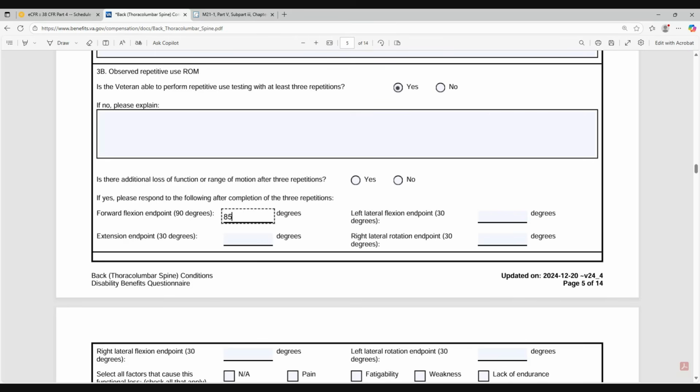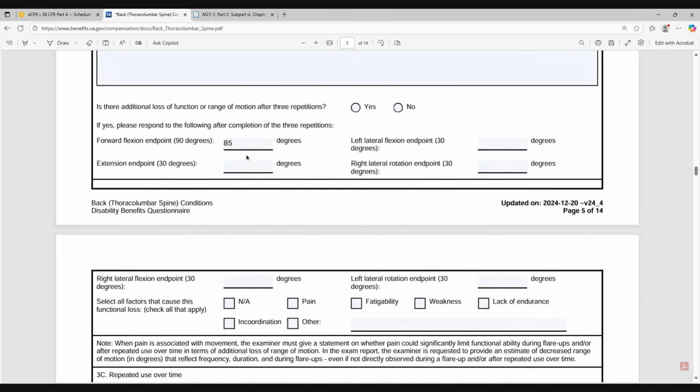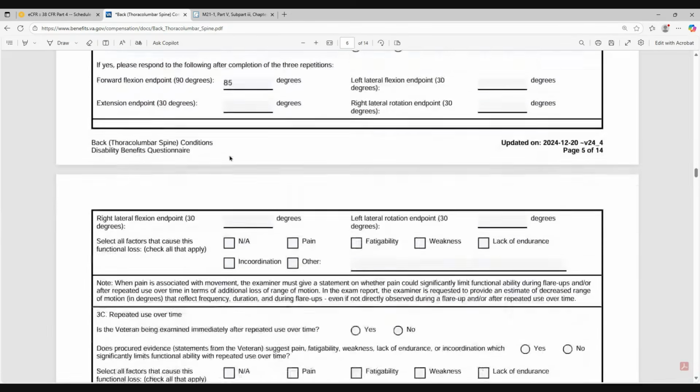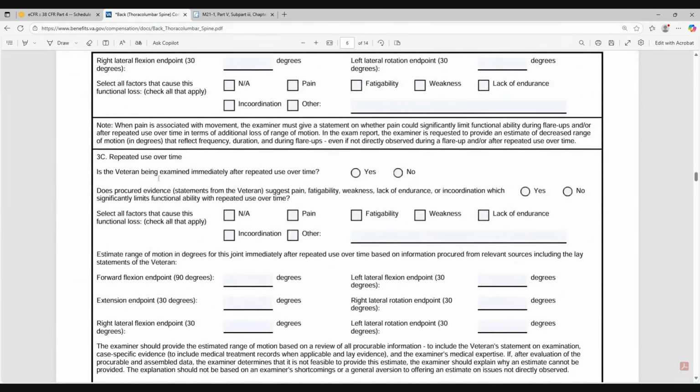And as these range of motion tests go on, what we're expecting as raters to see is this number keep going down, right? You can't have flare-ups that are better than your normal range of motion. I've actually seen that. And it's full stop.